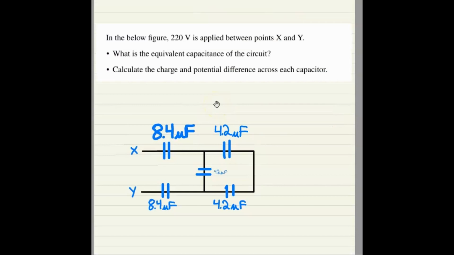This is the first of three problems I'm going to do in this presentation. In the below figure, 220 volts is applied between points X and Y. This is point X, this is point Y. There's no battery here. We're going to assume that you connect this up to a 220 volt battery. What is the equivalent capacitance of the circuit? Calculate the charge and potential difference across each capacitor.